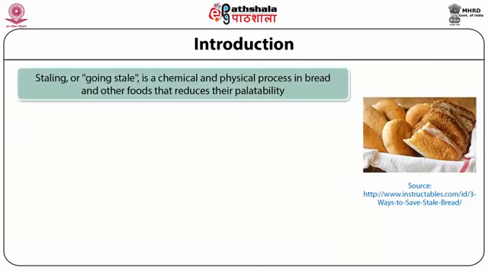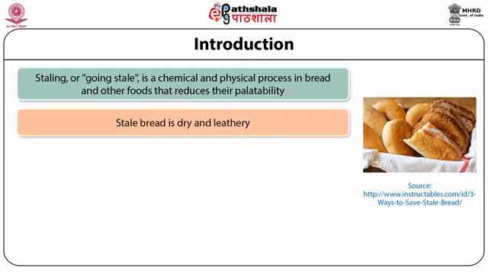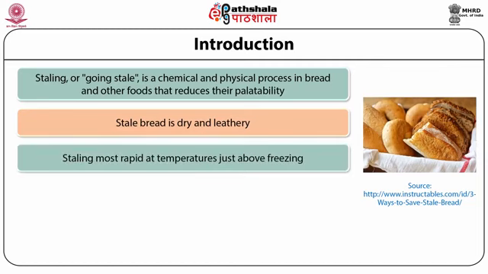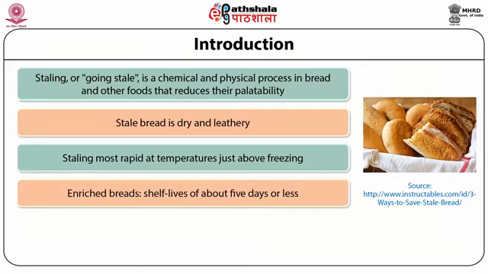Staling or going stale is a chemical and physical process in bread and other foods that reduces their palatability. As I discussed earlier, stale bread is dry and leathery, and staling is most rapid at temperatures just above freezing. So enriched breads usually have shelf lives of about 5 days or less because of this staling process.